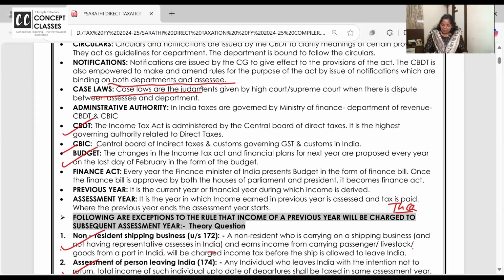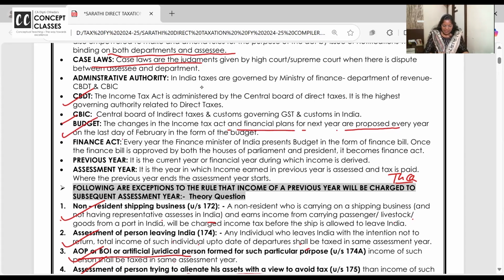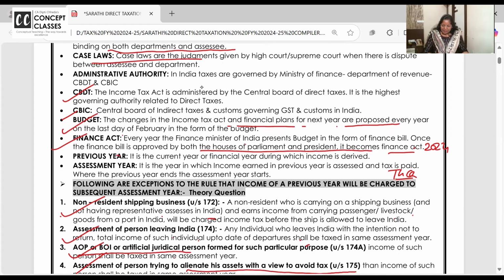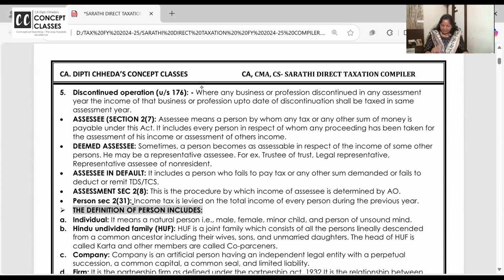Then budget is a proposal in the Income Tax Act for next year. It comes on the last day of February, sometime, anytime. Once it is approved by both the houses of Parliament, the budget becomes the Finance Act, and for us the applicable one is Finance Act 2024. Previous year and assessment year we have done. Exception to rule we have done.